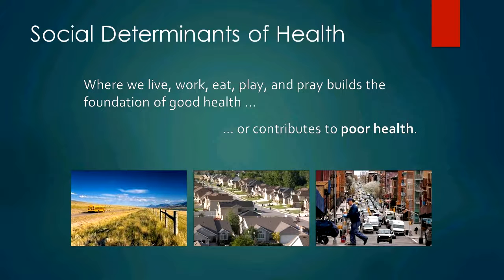Because social determinants of health are all about where we live, work, eat, play, and pray, and how all of those different environments help build a foundation for either good health or how they contribute to poor health. As we saw earlier, where we live, both through the environmental factors and through other factors, can have a significant influence on health. Where students have the opportunity to learn can have a significant influence on health, not just in the near term, but over the course of their lives.